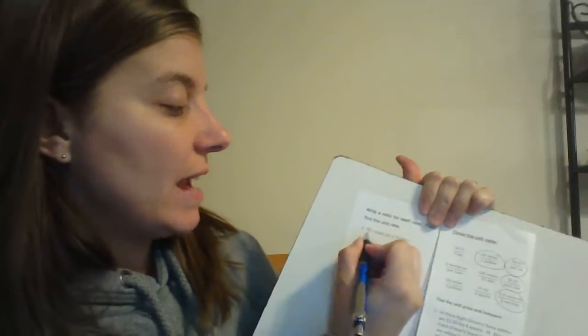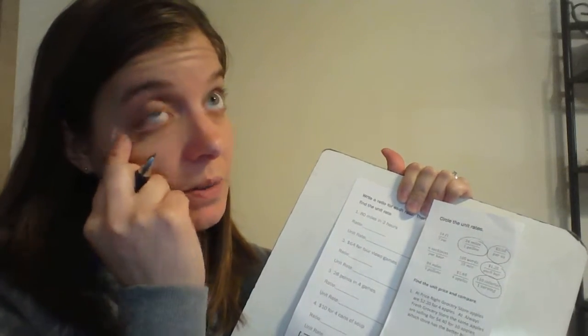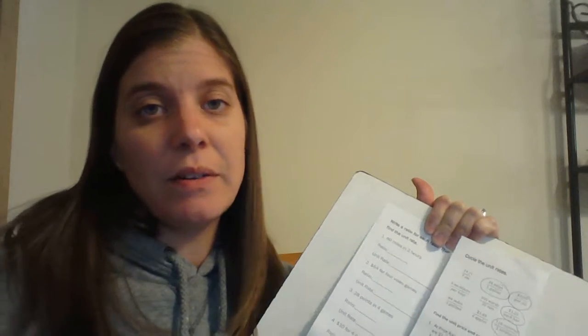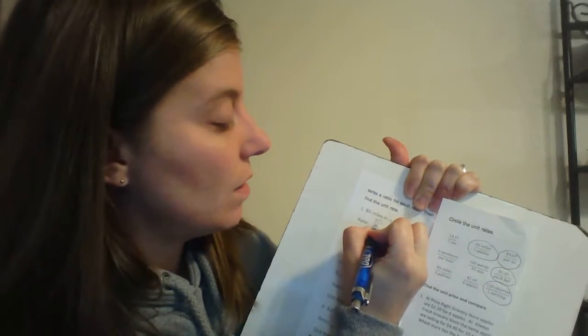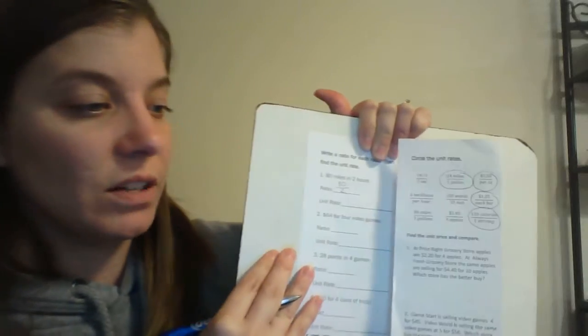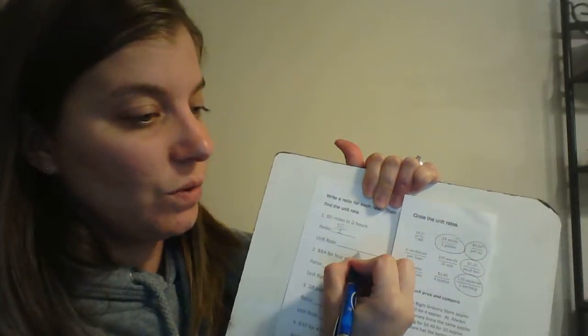All right, so 80 miles in 2 hours. So what's the ratio that they give us? And I'm going to write all of these as fractions, okay? We talked earlier this week about the 3 ways we can write ratios, but now we're moving on to always thinking about them as fractions. Okay, so 80 over 2. That's our ratio, 80 over 2. Now, I need to calculate the unit rate.